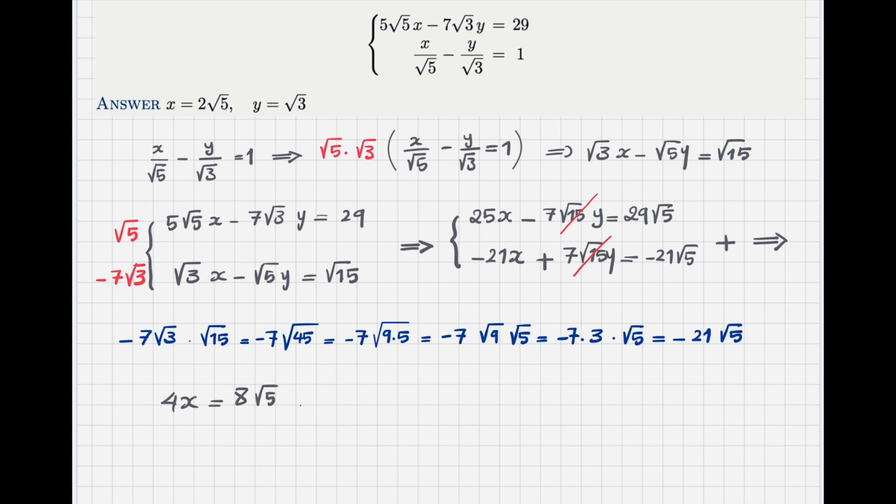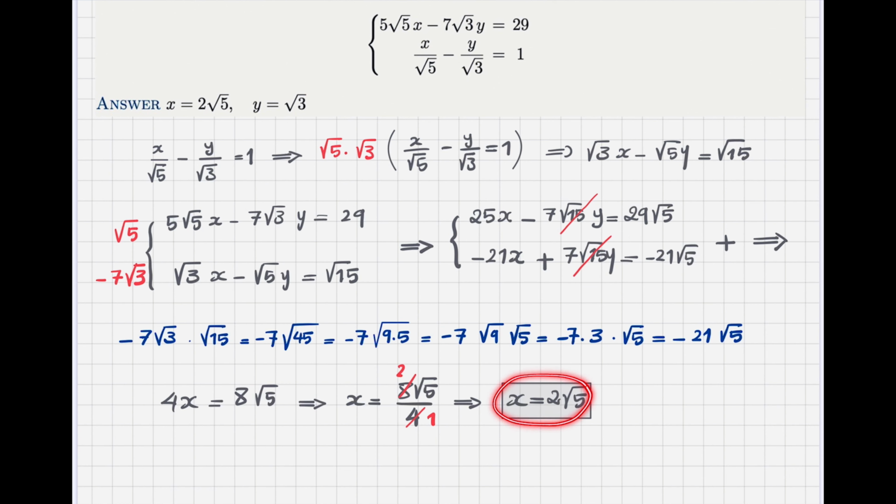And then I want to find x, so I divide both sides by 4. Then 8 and 4 are simplified, so I will get x equals 2 times the square root of 5. Yes, so that's exactly the answer I'm supposed to find. I have divided this by 4, it becomes 1 times, and I have divided this by 4, it becomes 2 times. So that's x equals 2 square root of 5.